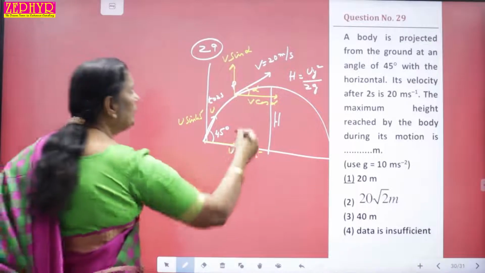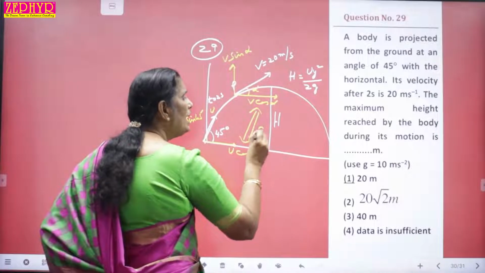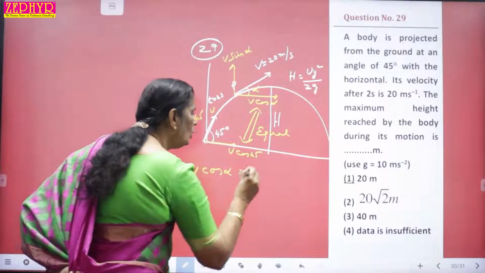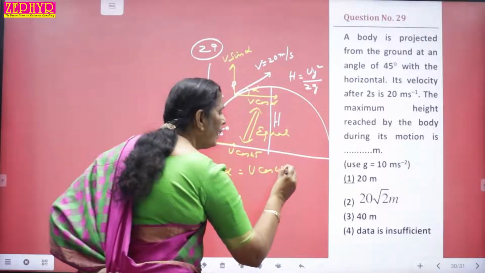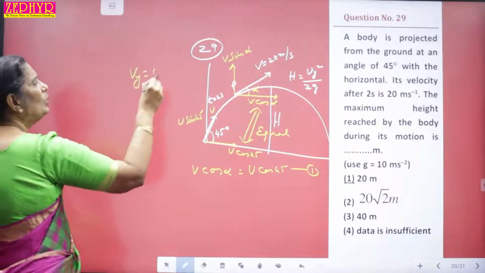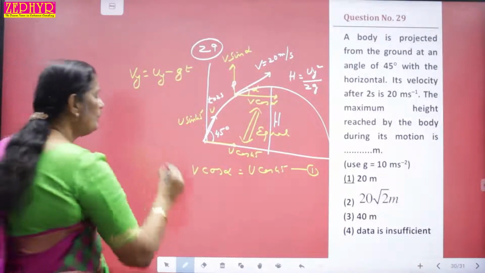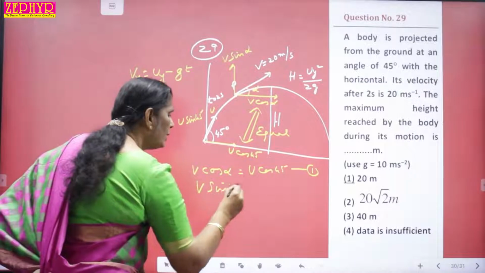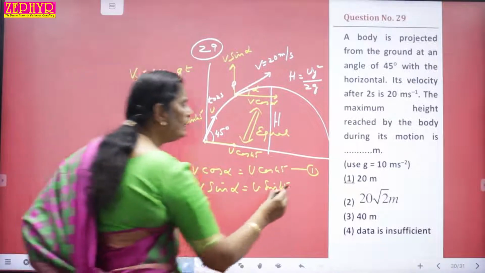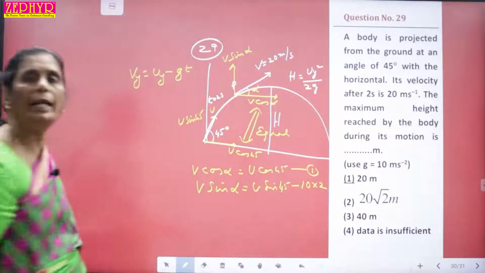Because we know that horizontal component velocities are always equal, v cos alpha is equal to u cos 45. Then the concept vy is equal to uy minus gt. What is vy? v sin alpha is equal to u sin 45 minus 10 into t, t is 2 seconds, 10 into 2, into 20.